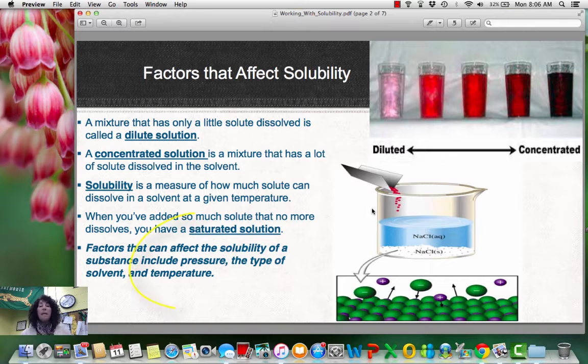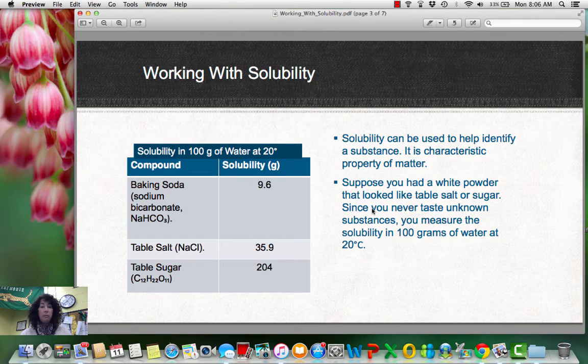But some different things that can affect how well something dissolves are the pressure, the type of solvent, and the temperature. Now, solubility can actually help identify a substance. It is a characteristic property of matter, and so that would be considered a physical property.